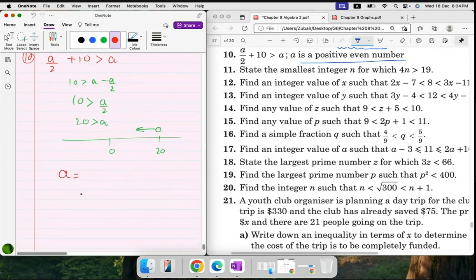Why are you thinking so much? Less than 20, positive and even. It is 2, 4, 6, 8, 10. That's right, any number. So let's say 10. Okay.